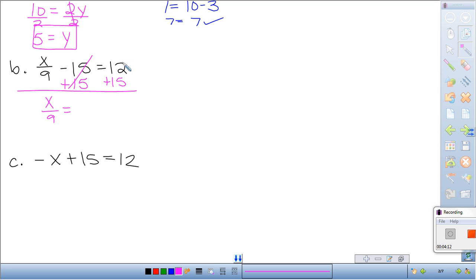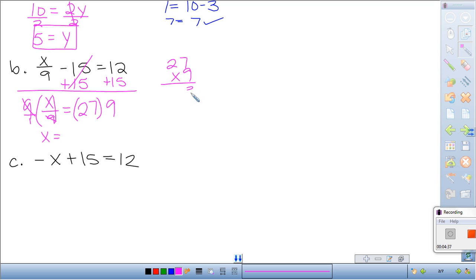Bring down your equal sign. 12 plus 15 is 27. And now we have to do the opposite of dividing by 9, which is to multiply both sides times 9. And again, do the same thing to both sides. This is 9 over 1. Our 9's cross cancel, and x equals 27 times 9, which you should do off to the side.